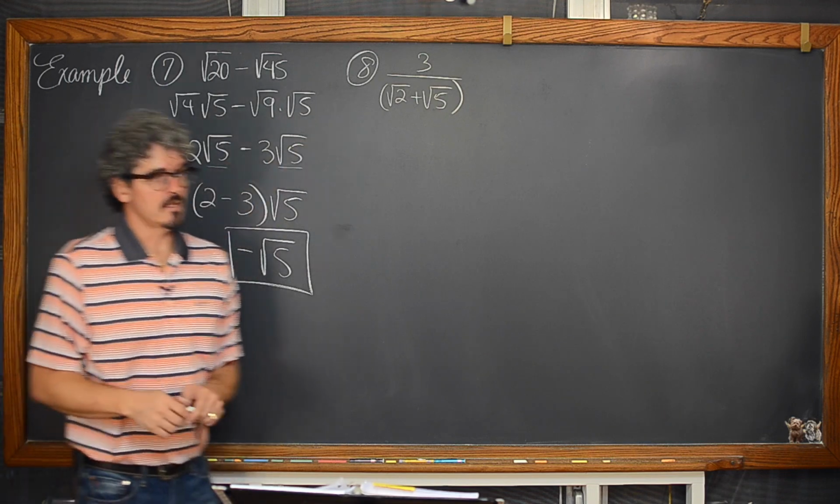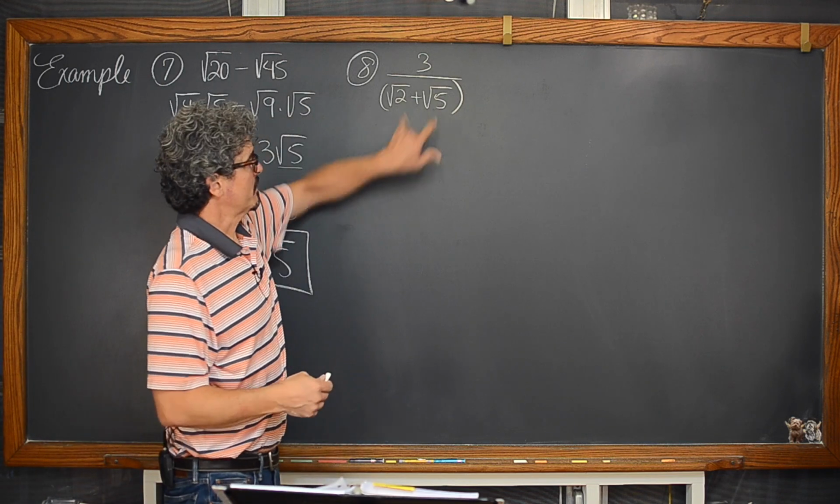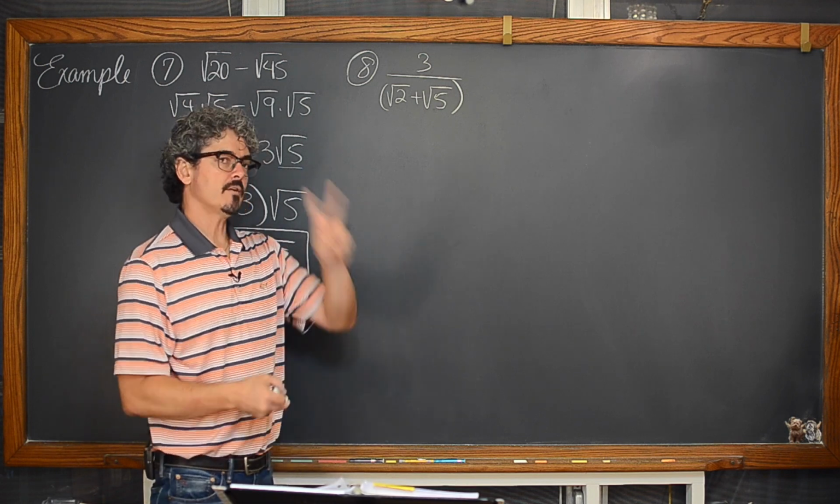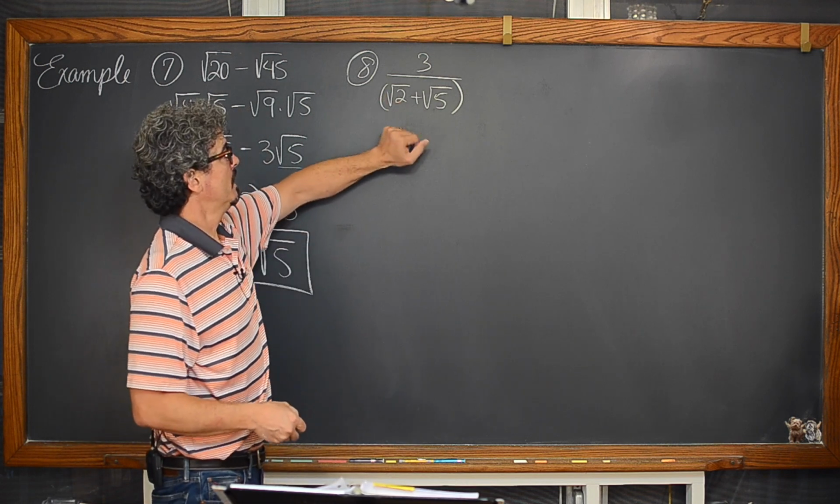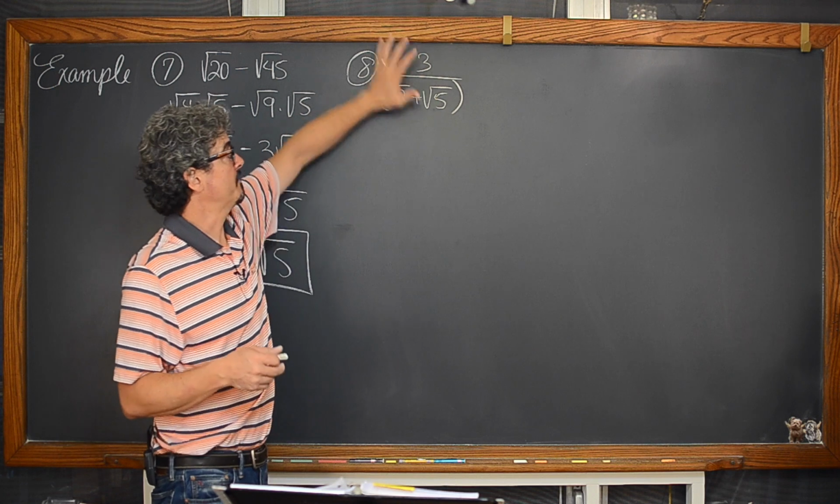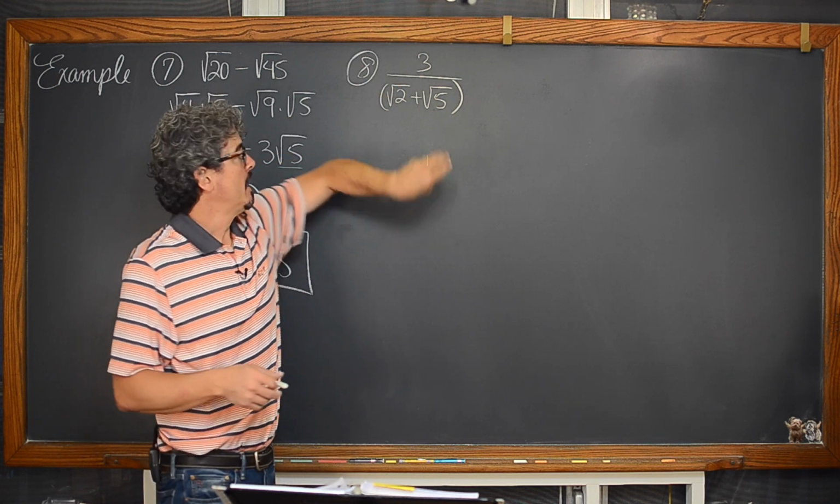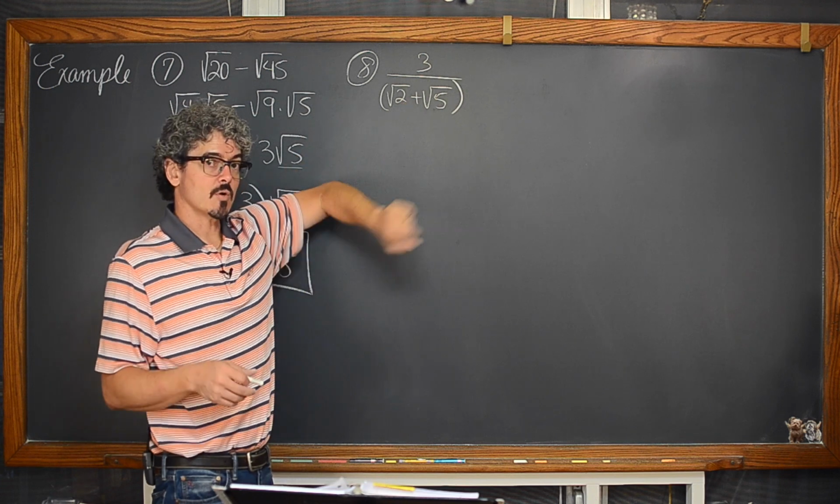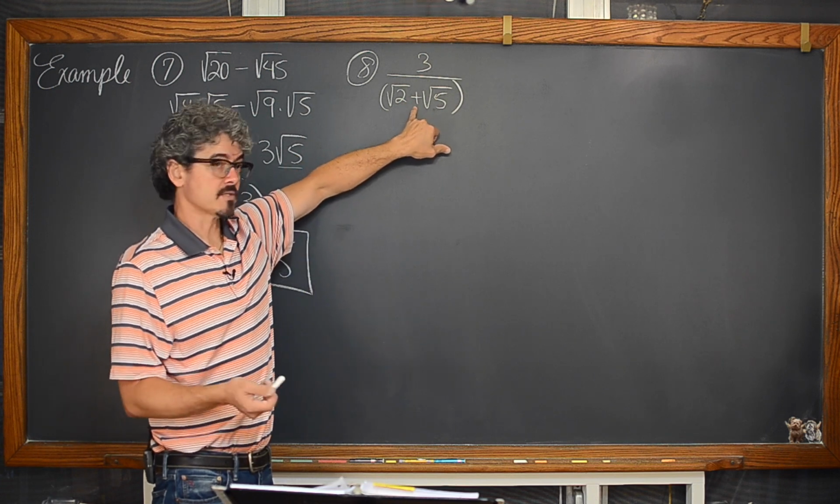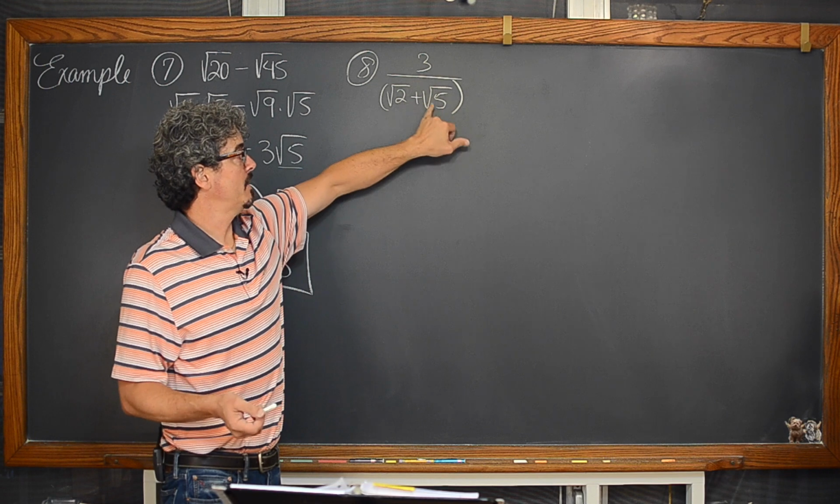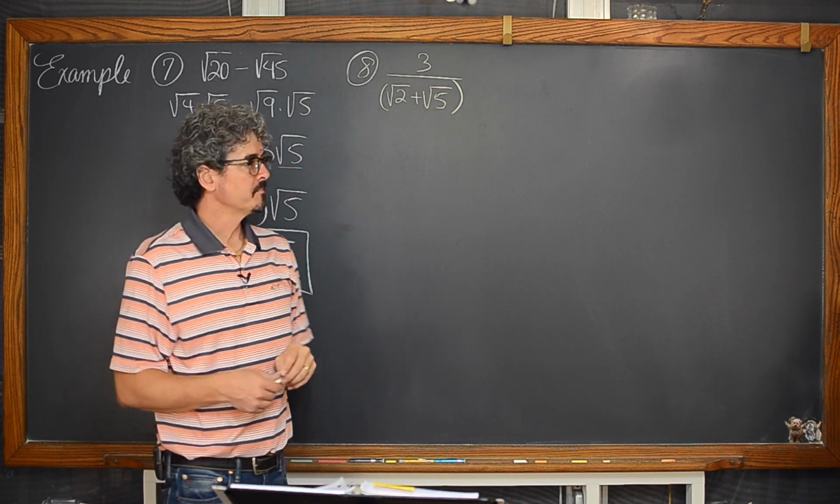Now in example number 8, we have another situation here where we have square roots in the denominator. But now we have two terms. Our entire example is 3 divided by the square root of 2 plus the square root of 5, and our denominator has those two terms which are separated by this plus sign, one term which is square root of 2 and a second term which is square root of 5.